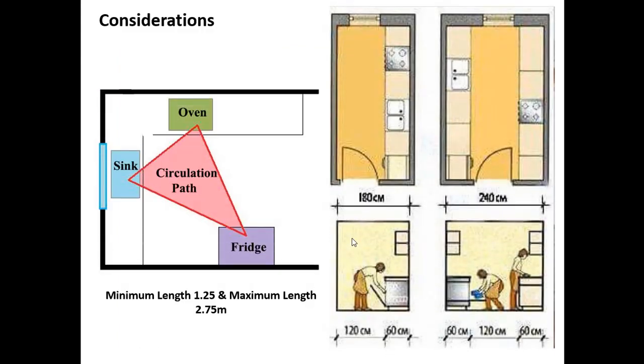Okay, what we must pay very close attention to is the circulation path, like a triangle circulation path. Each corner of this triangle is the most important furniture in the kitchen: oven, sink, and fridge. The minimum length is 1.25 meters. The maximum length is 2.75 meters. Okay, so the minimum length is 1.25, the maximum length is 2.75.